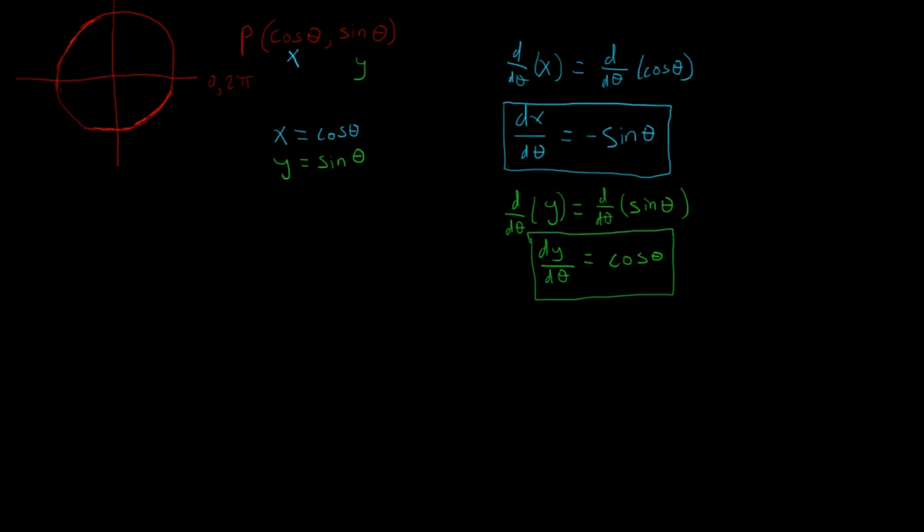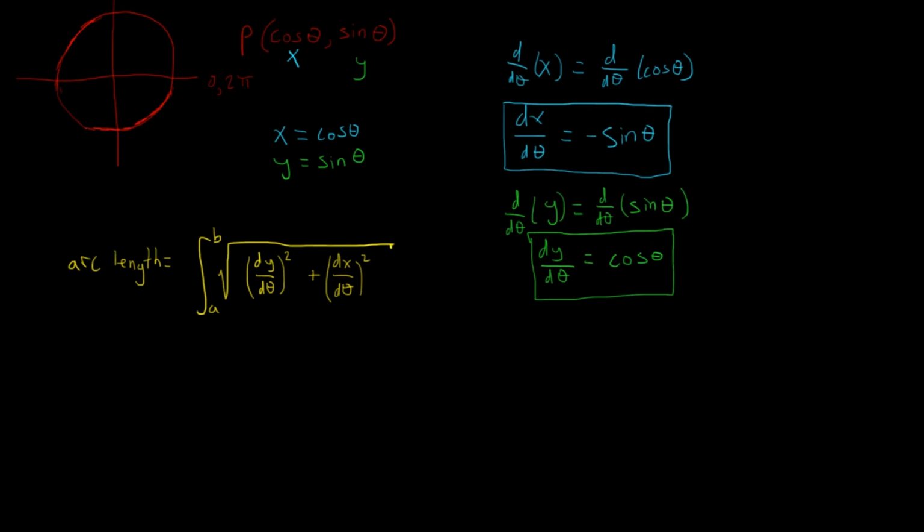Now we need to plug it into our arc length formula. Arc length is equal to the definite integral over the interval a to b of a big root of dy with respect to theta squared plus dx with respect to theta squared. In this case we're integrating with respect to theta, but you could see it as a t or something; that's another very common one. And this right here is our arc length formula.